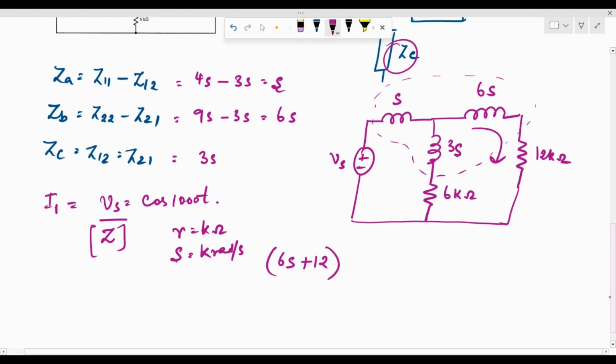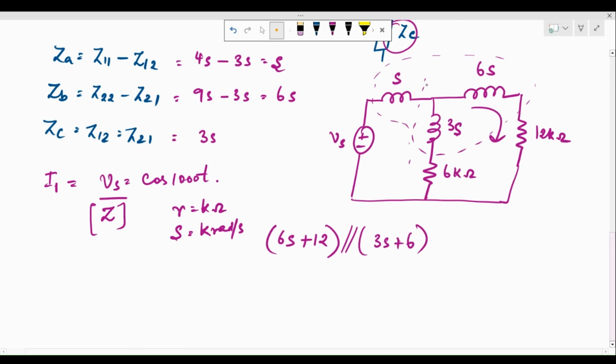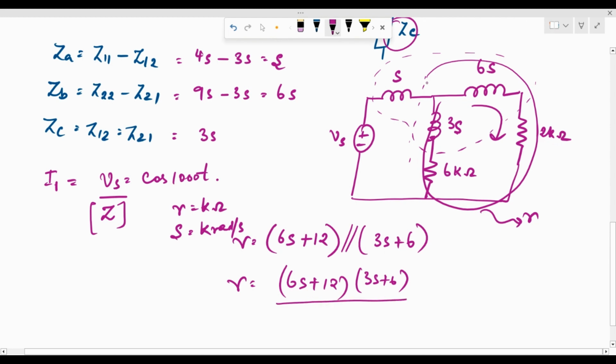This is in parallel with 3s plus 6. Since they are both parallel to each other, I can apply the parallel rule to obtain the impedance of this part of the network. If I call it R, then R is given as 6s plus 12 into 3s plus 6 divided by the sum of this, which is 9s plus 18.